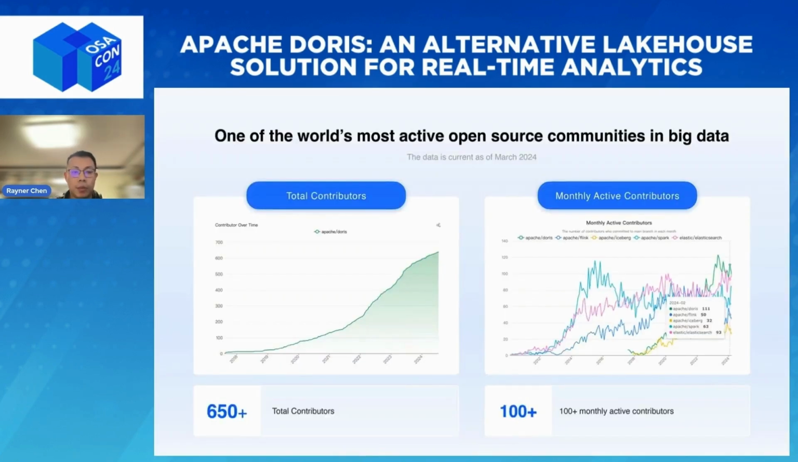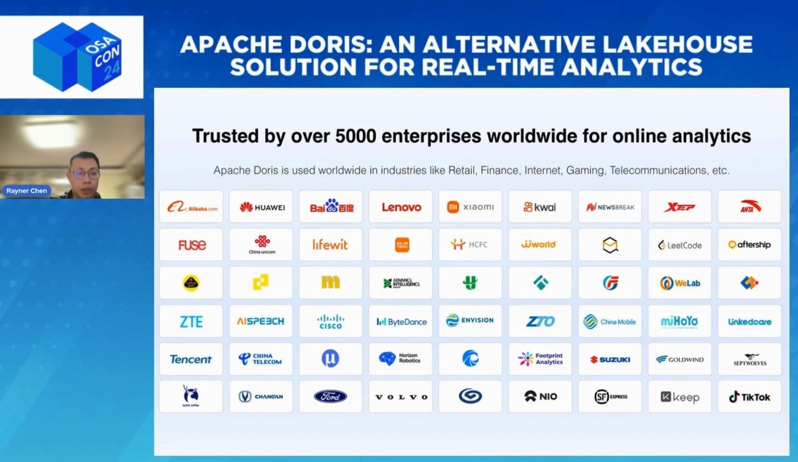Apache Doris is one of the most active open source communities in the big data area, with more than 650 developers and more than 100 monthly active contributors. Compared to other popular open source communities like Spark, Flink, and Iceberg, you can see Doris is a vibrant and rapidly evolving open source project. And Doris is trusted by over 5,000 enterprises worldwide for online analytics. They use it in industries like retail, finance, internet, gaming, and telecommunications, etc.